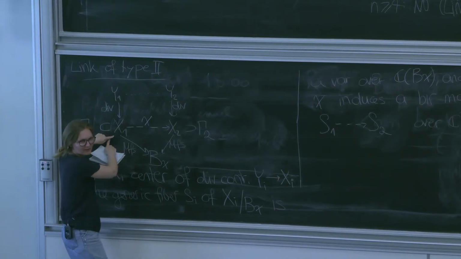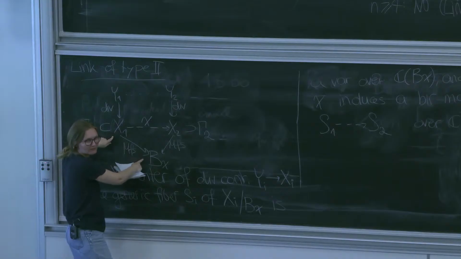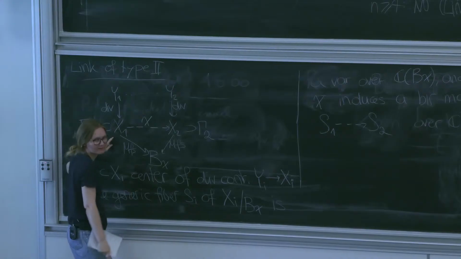Because of the relative Picard rank. So here you have relative Picard rank 1. So the generic fiber is going to be a surface of Picard rank 1 over the base, over the function field of the base.